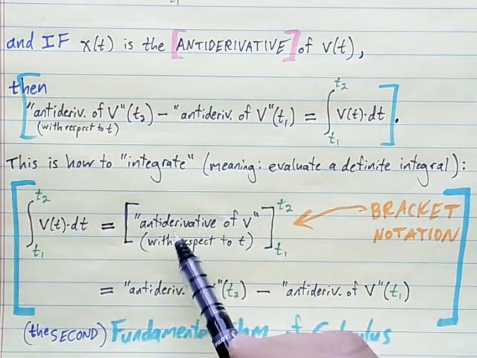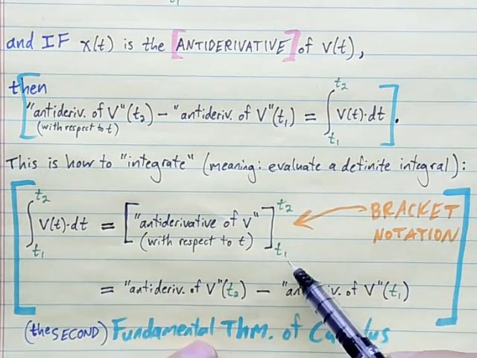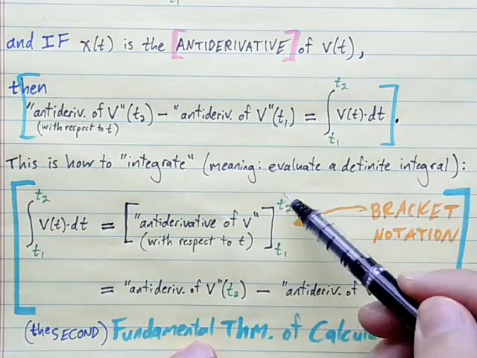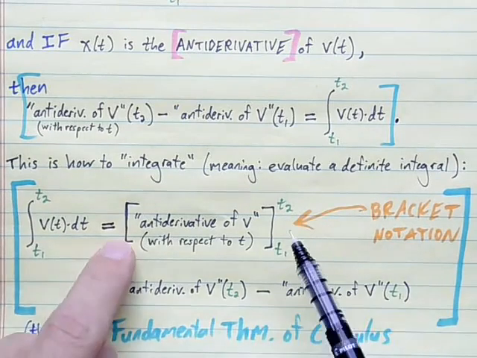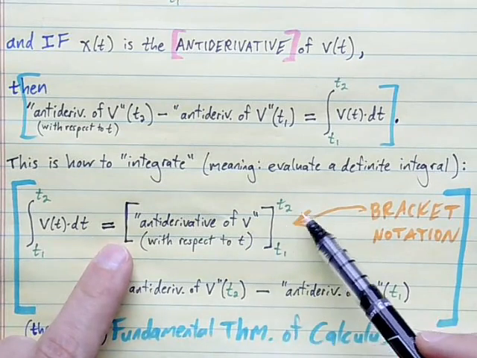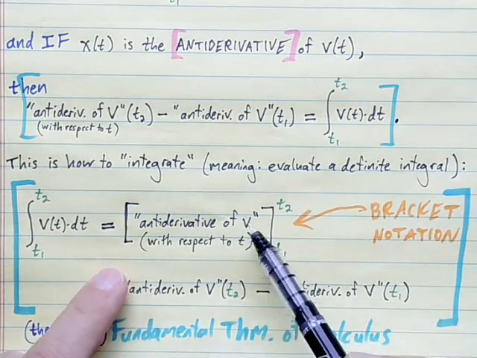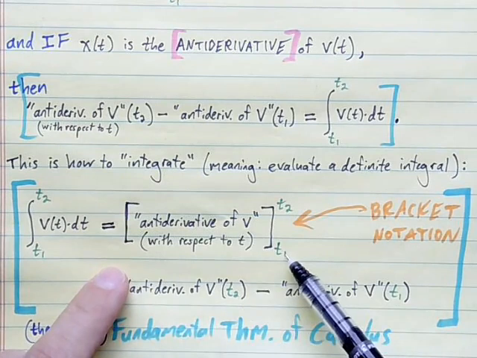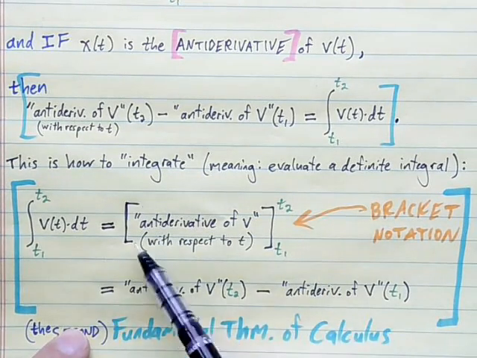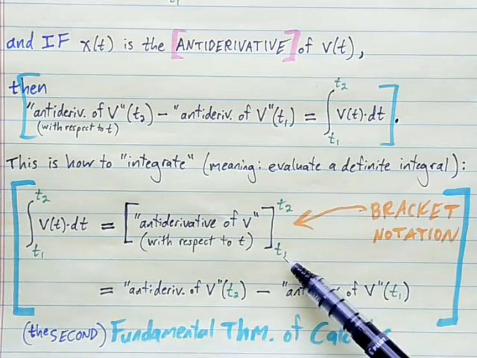The antiderivative of velocity, when we put this in brackets and write the lower limit in the lower right-hand corner of our bracket and the upper limit in the upper right-hand corner of the bracket, what this means is take the thing in brackets, evaluate it at time 2, the upper limit, and then do minus the thing inside the brackets evaluated at time 1. So rather than writing this twice, we write it once, put it in brackets, and say we'll evaluate it at time 2, then evaluate it at time 1, and take the difference.